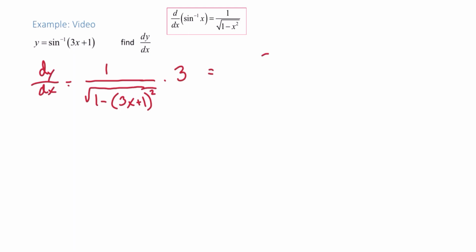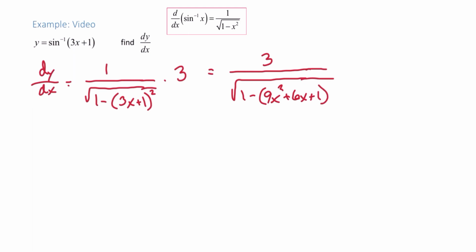Simplifying a little bit, we can put the 3 in the numerator, and in the denominator we can FOIL the binomial. Next, we will distribute the negative sign and combine like terms. The ones cancel, and we have dy/dx.